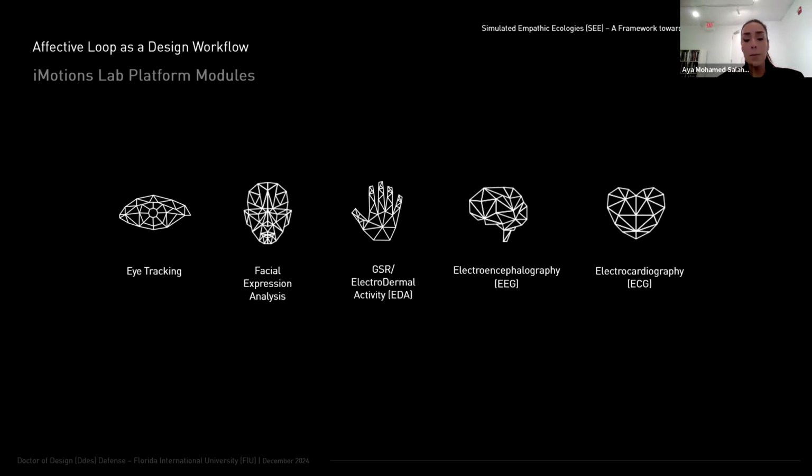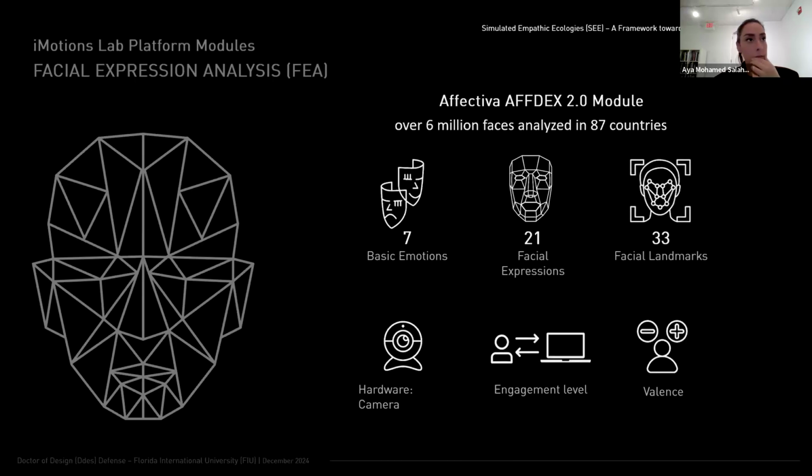So, as I mentioned, the way I came about iMotions was that I was looking for the Affectiva Affdex module, which is one of the most comprehensive facial expression analysis models. It was completely acquired by iMotions, and there was no other way to engage with it other than going through them. And in a way, I'm glad it led me to iMotions, because the way they have positioned themselves within human behavior research is quite significant.